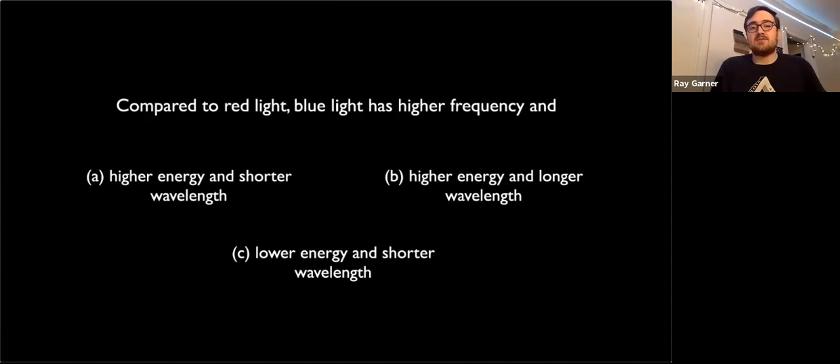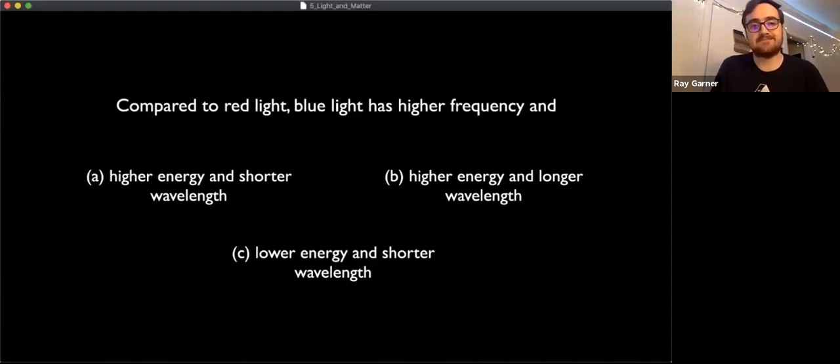Now, you've got to remember that wavelength and frequency for light have to be interchanged. So red light has a higher wavelength than blue light. So that means blue light will have a shorter wavelength. Remember, for blue, think about gamma rays, X-rays. For red light, think about infrared and radio waves. So that's why A is the correct answer.